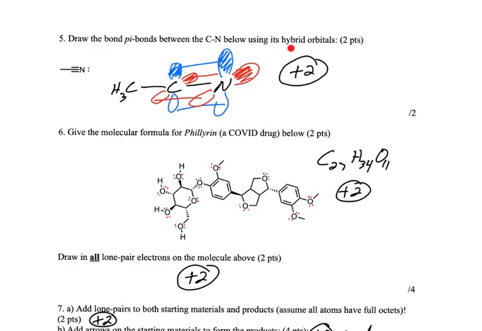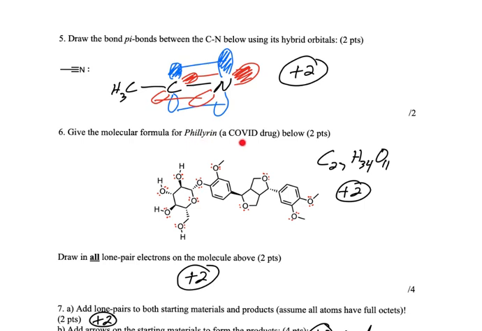Draw the pi bonds between the carbon and nitrogen below. I just wanted to show this actual 3D picture, so you can see these are both carbon and nitrogen, both sp hybridized. Notice how these are perpendicular, 90 degrees. These p orbitals and pi bonds are 90 degrees away from each other. Also notice that the nitrogen has a larger lobe because the nitrogen's more electronegative.